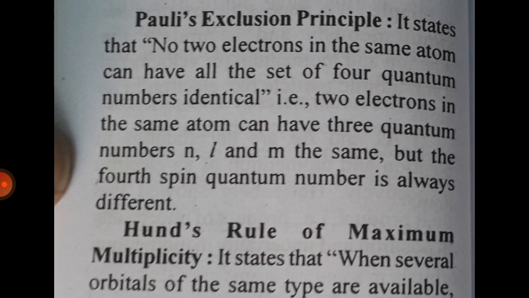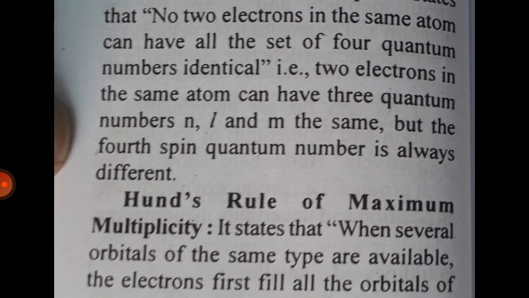Pauli exclusion principle. It states that no two electrons in the same atom can have all the set of four quantum numbers identical. That is, two electrons in the same atom can have three quantum numbers n, l, and m the same, but the fourth, the spin quantum number, is always different.